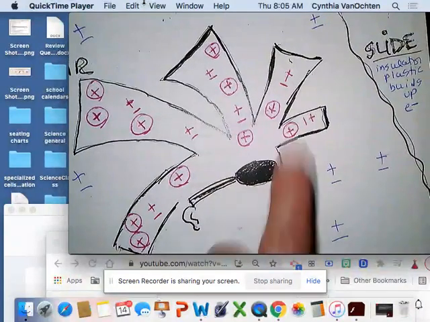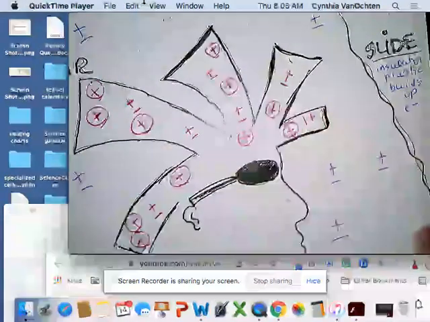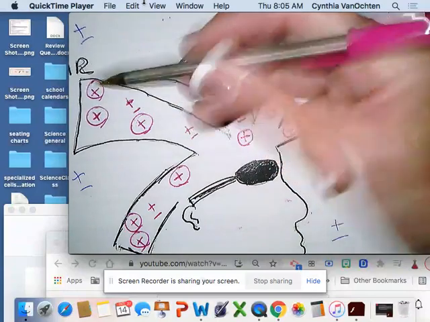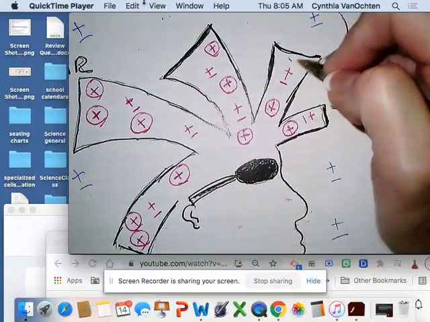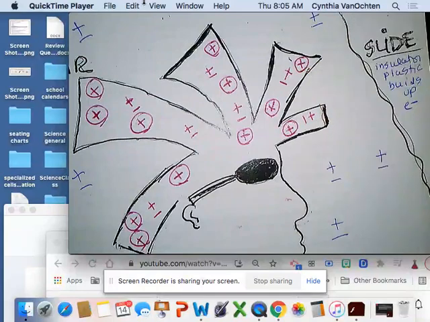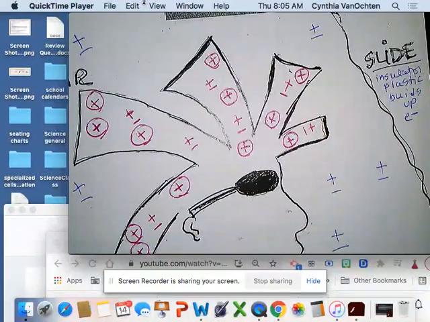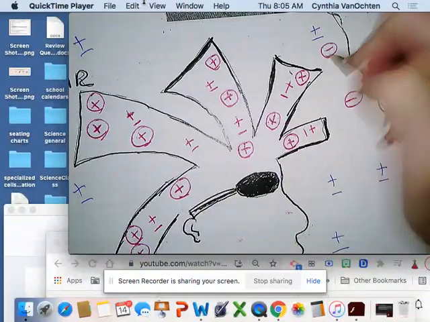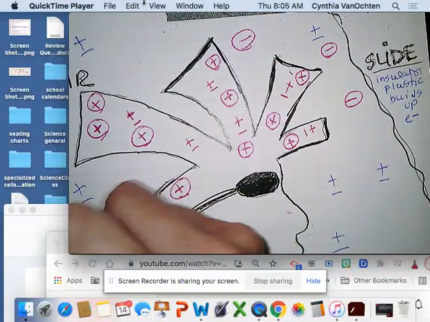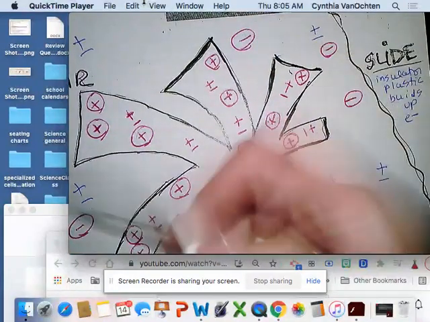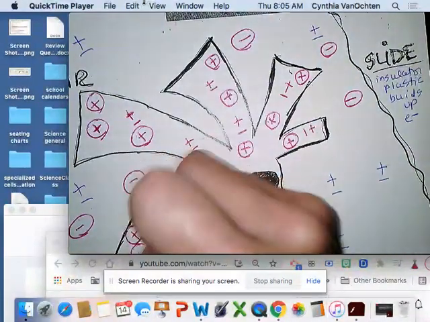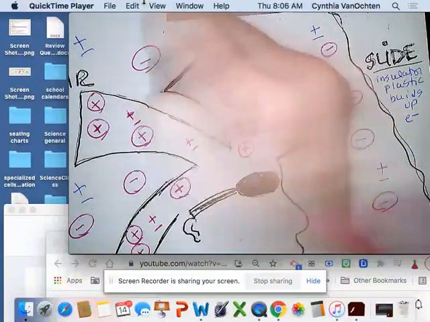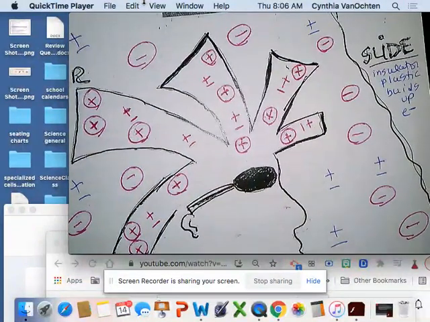Now I want to show that the electrons that used to be on the hair are transferred to the slide. So I'm going to take 1, 2, 3, 4, 5, 6, 7, 8, 9, 10, 11, 12. Let's make it even. So I'm going to do 12, and it's okay if you don't do the same number as me. We're all going to have different models. I'm going to take 12 electrons that were once on the hair and move them to the slide.